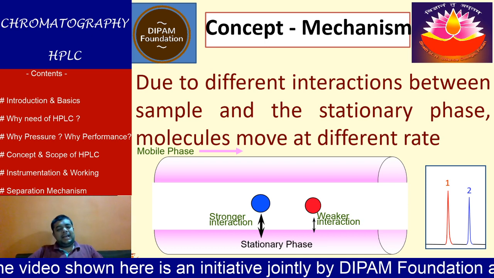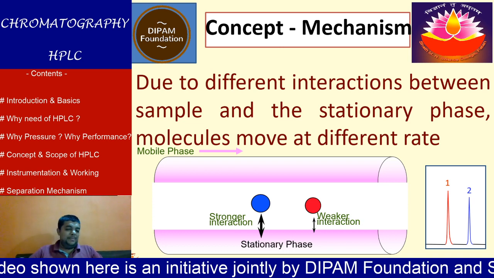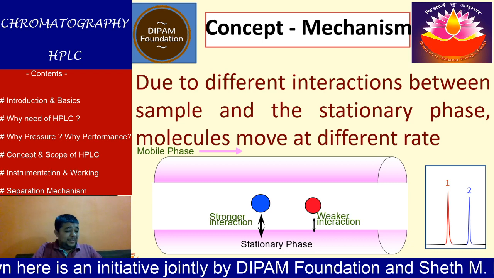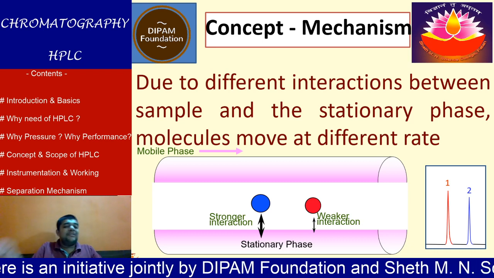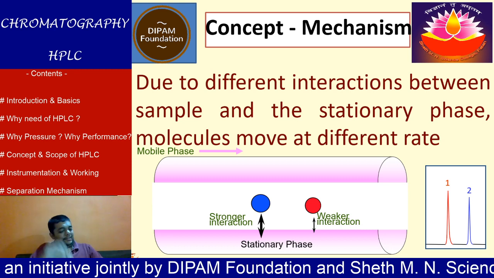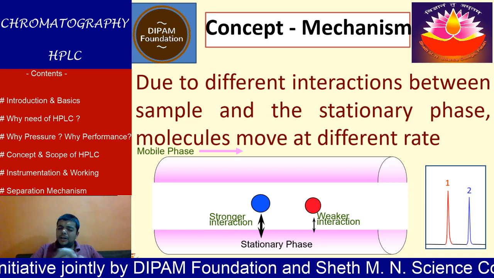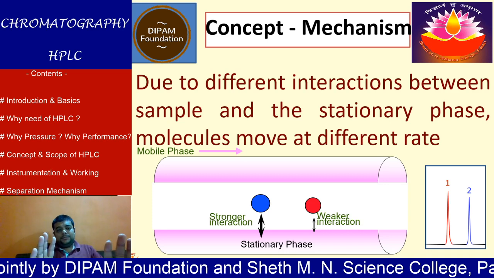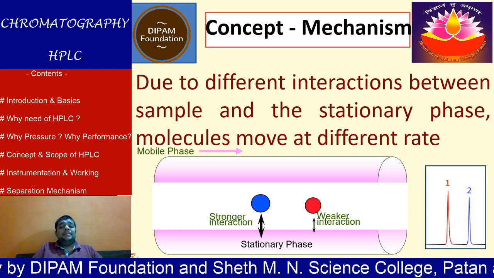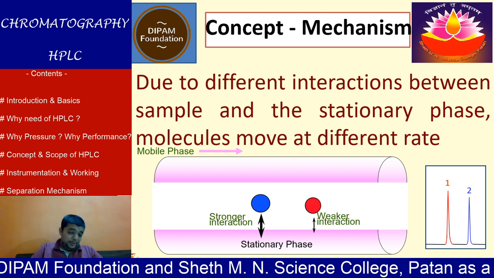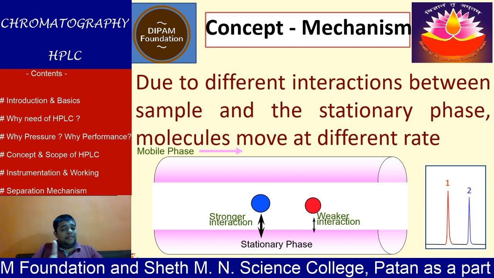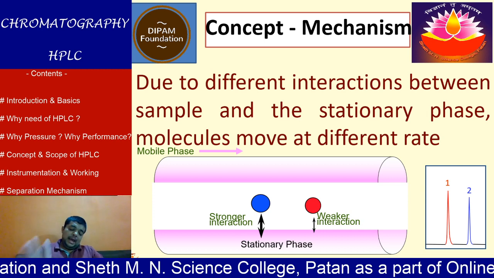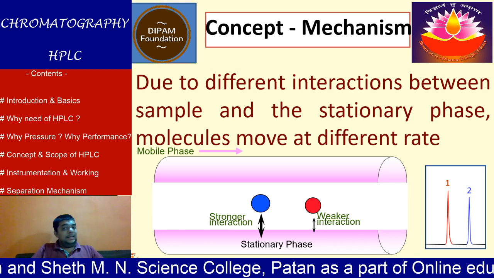There is some weaker interaction between the red component and the stationary phase compared to the blue, and therefore the red component did not fit itself in the environment of the column and moved faster, whereas the blue component got itself fitted inside the stationary phase and is moving behind slowly. So this is the concept and mechanism behind the working of chromatography, especially HPLC, and mind well, when we consider adsorption as the base and not any other mechanism.